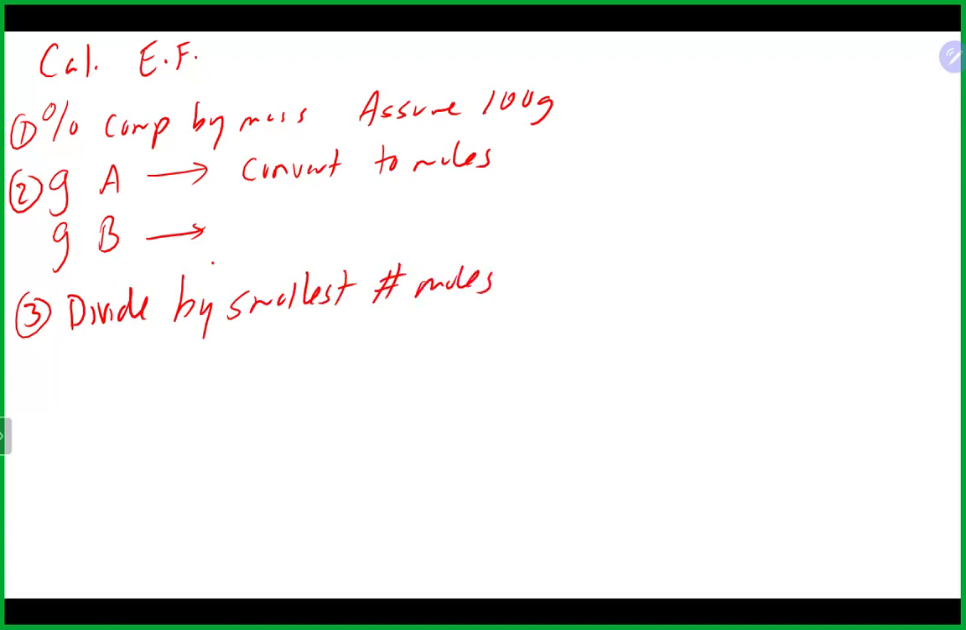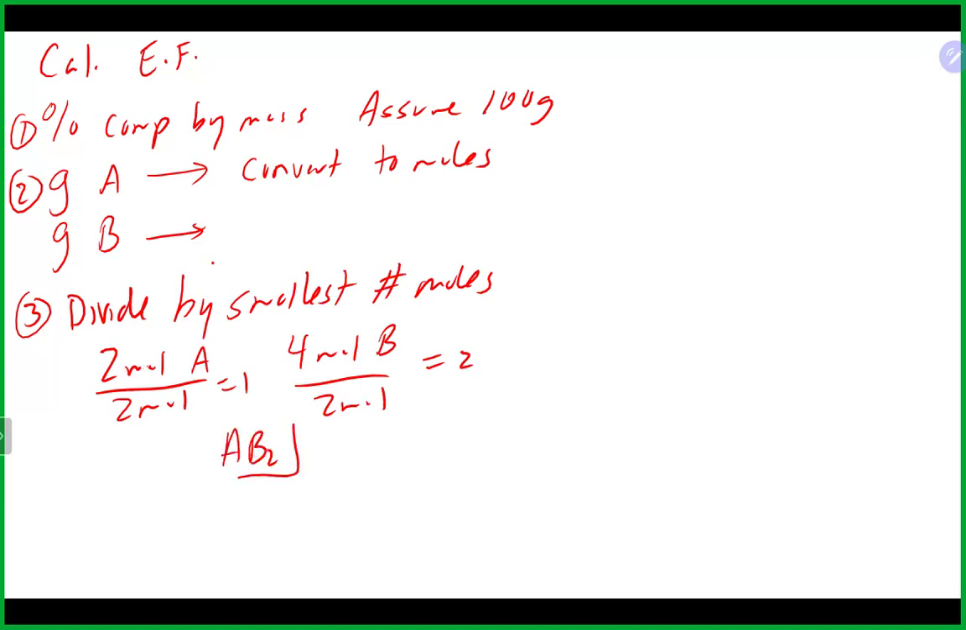So let's just say, for example, you ended up with 2 moles of A in the previous step and 4 moles of B. In this case, you would divide everybody by 2 moles, which is the smallest, and you would end up with 1, you'd end up with 2. And if you do end up with whole numbers at this point, that would give you your empirical formula.